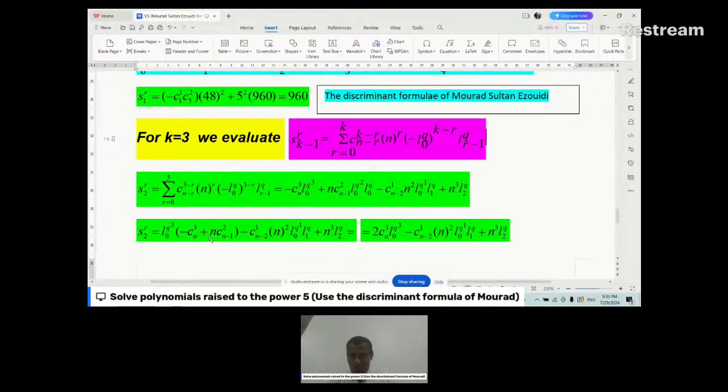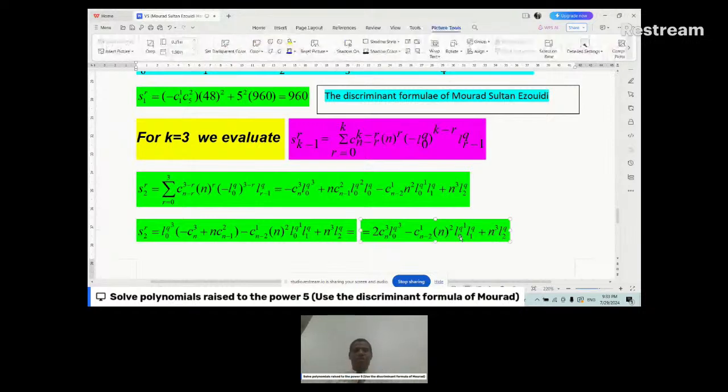I will tell you this one is equal to 2 times combination 5 choose 1, times combination n choose 3, times L0 for the Q raised to the power 3, minus combination n minus 2 choose 1, n squared times L0 for the Q times L1, plus, learners, n cubed times L2. Here, learners, I will just focus on the last one. It means if you are going to work with polynomial equations with the highest power, you should, let's say, as a first step, work out the value of sk minus 1, of course, using my own formula.